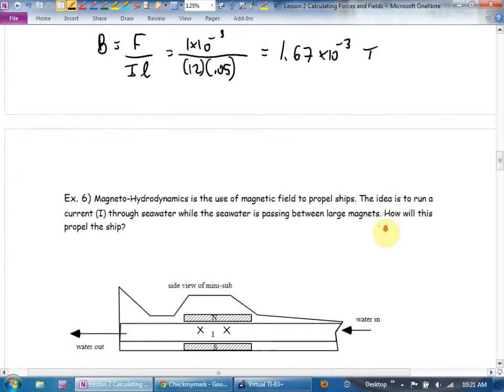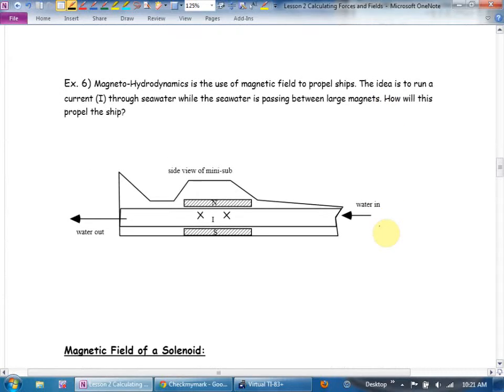Example 6. Have any of you seen the movie The Hunt for Red October? Only a few of you. It's a great, good flick. It's about, what, 15 years old, 10 years old now?